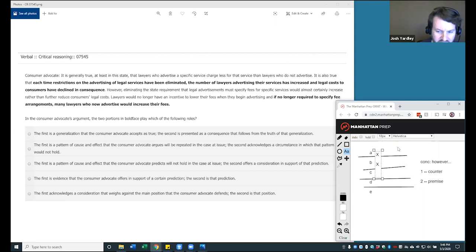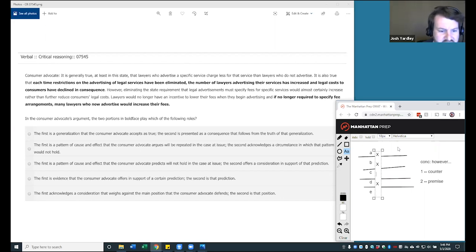Predicts will not hold in this case. So C looks pretty good. So C is solid. D says offers in support. The first bold is a counterpoint, so it's not supporting the conclusion. E gets it right though. E says it goes against the main position. So that looks pretty good.